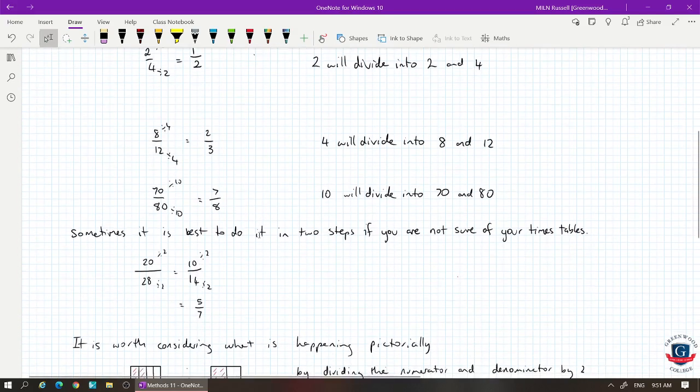70 on 80, well, we can divide both by 10. That's the highest common factor, and that will give me 70 divided by 10 is 7, and 80 divided by 10 is 8. There's lots of equivalent fractions we could do, but this is the one in simplest form.